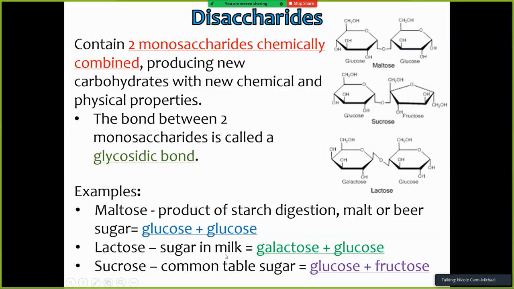Lactose. This is the sugar present in milk. Lactose is two sugars, a galactose and a glucose. Some of you may be lactose intolerant. Some of you may know somebody who is lactose intolerant.